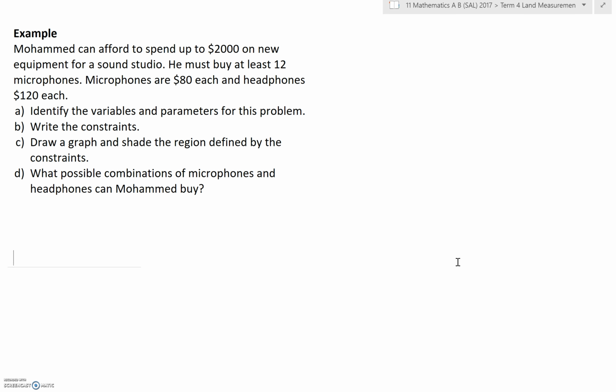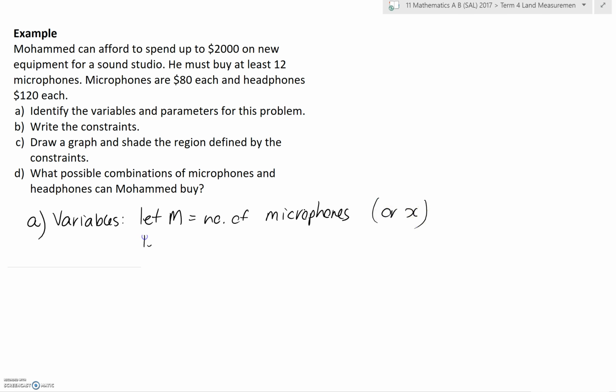So, A, identify the variables and parameters. Now, as I've said before, even if it doesn't ask you to do that, you should be doing that every single time for a linear programming question. So variables, I'm going to use M and H. M for microphones, and that's the number of microphones. And remember, you can use X and Y instead if you would like. So you could use X here instead. And I'm going to use H for number of headphones. And again, you could use Y here. So if you'd prefer to do that every time, feel free to do that if that makes it easier to plot. So those are our variables.